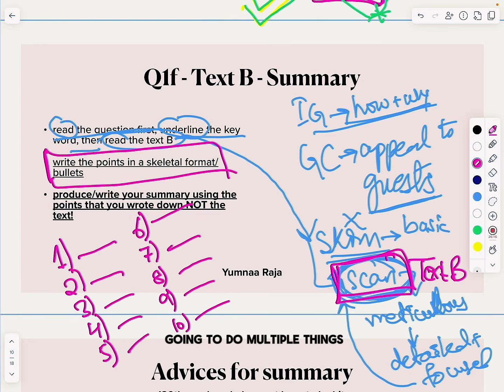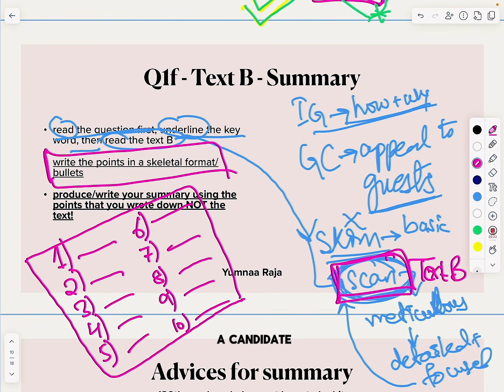What is this going to do? This is going to do multiple things. Number one, if I start numbering them out, it is going to ensure, for me as a candidate, that I have written 10 points. So number one, clarity of the task. I will ensure that I have spent enough time with the question, and then I've written sufficient points for my summary. So it's going to take care of the content part. It's going to ensure that I have enough points.